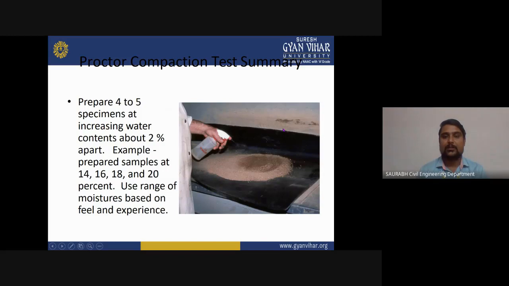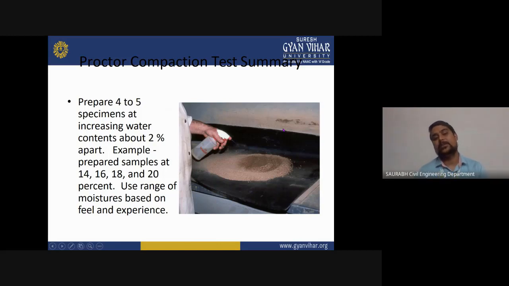And now we come to how you have to do the compaction Proctor test. First, you have to prepare 4 to 5 specimens at increasing water content about 2% apart. For example, prepare samples at 14, 16, 18, and 20%. Use a range of moisture based on feel and experience.